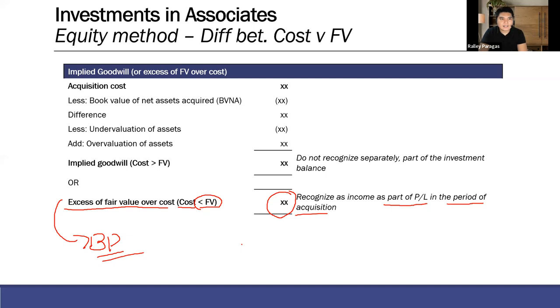Kapag mas mataas yung fair value natin versus our cost, that means to say meron tayong sort of bargain kaya na i-recognize natin as part of our profit or loss. So kasama yan sa investment income in the year of acquisition. Okay, just remember that.